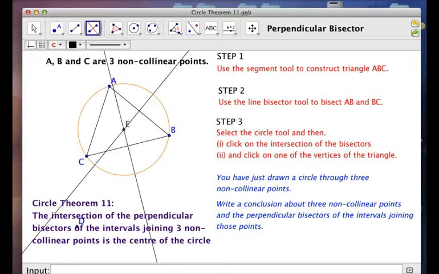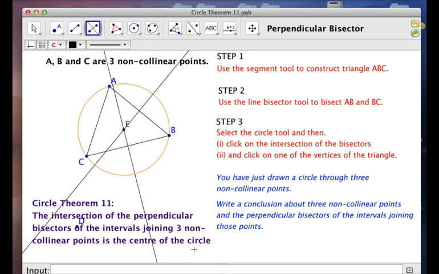All right, so we have just drawn a circle through 3 non-collinear points. What does non-collinear mean? Yeah, 3 points that aren't in a straight line. You cannot do this for 3 points in a straight line. It won't work. You cannot draw a circle between 3 points that are in a straight line. But any 3 points that are not in a straight line, you can draw a circle through them. So the conclusion will be that the intersection of the perpendicular bisectors of the intervals joining 3 non-collinear points is the centre of the circle.